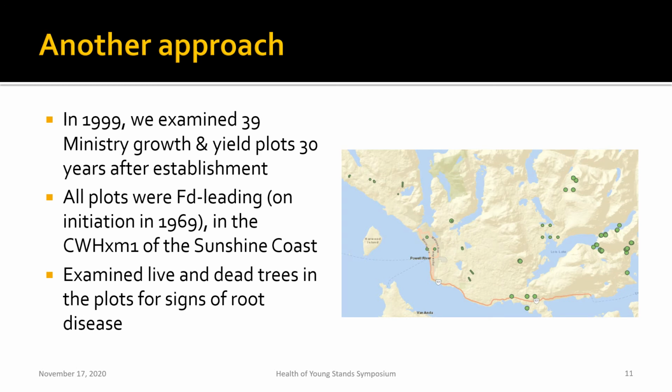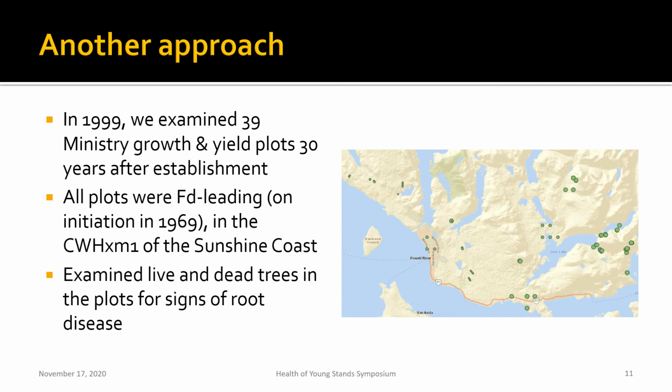So our second approach to creating a root disease OV2 for the South Coast came in 1999. We looked at the results of Jeff's thesis and wondered if we could somehow confirm his results. So we examined 39 ministry growth and yield plots 30 years after they'd been established. All the plots were again in fir leading stands, at least they were fir leading in 1969 when they were established, and they were all in the CWH XM1 subzone of the Sunshine Coast.